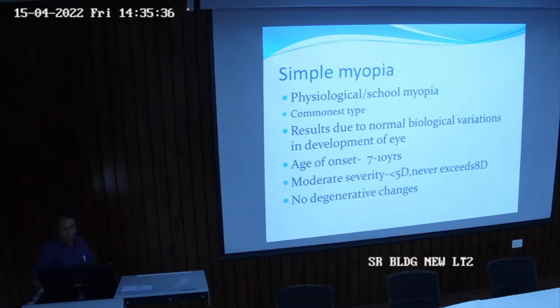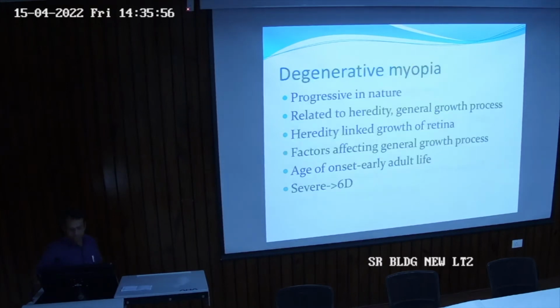Second type is the simple myopia. It is the physiological or school myopia. Commonest type, resulting from abnormal biological variation in development of the eye. Usually starts at the age of 7 to 10 years and is of moderate severity, usually less than 5 diopter, and there are no or little changes in the retina.